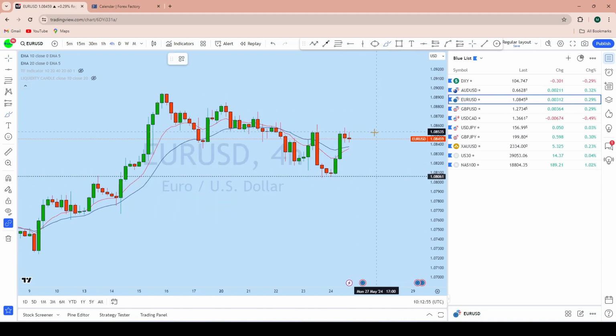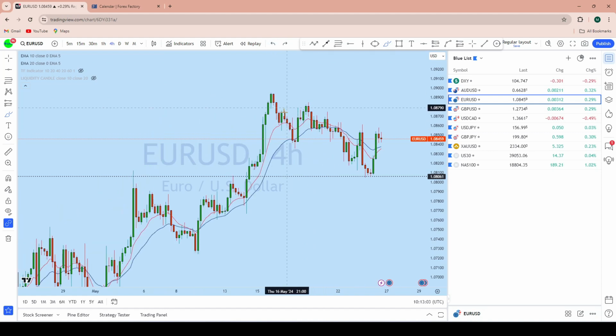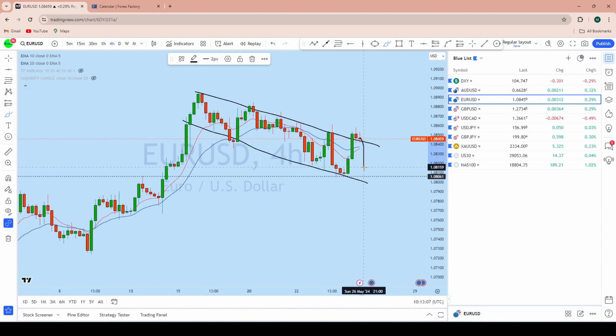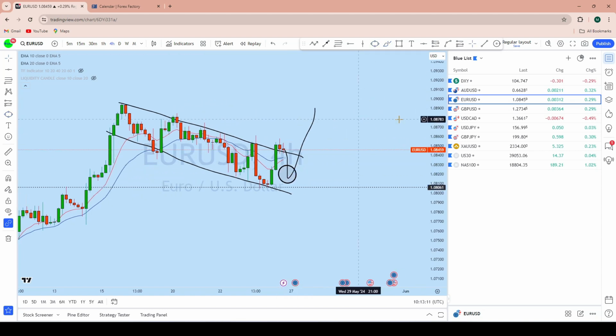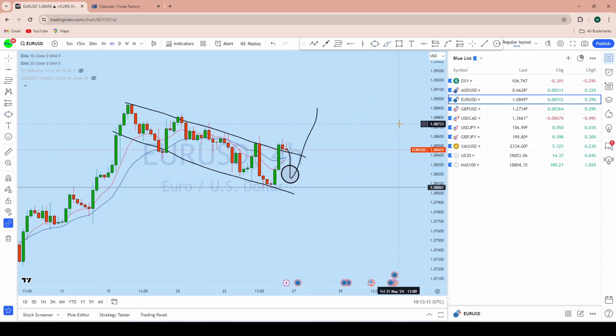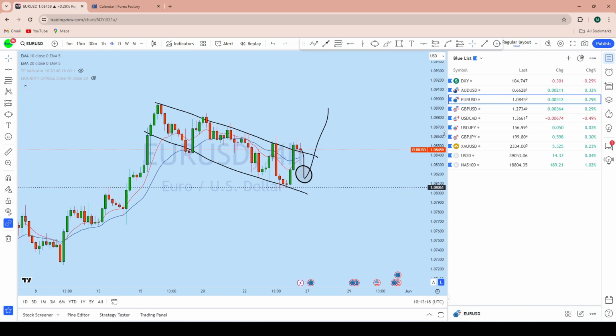What we can expect on euro dollar is for the price to come down again in that zone and form an inverted head and shoulder potentially. As the market has broken out of that structure, we'll be waiting for the price to come down and then continue to rise to the upside to create a new higher high. So based on that, we will be looking for entry opportunity on euro dollar.